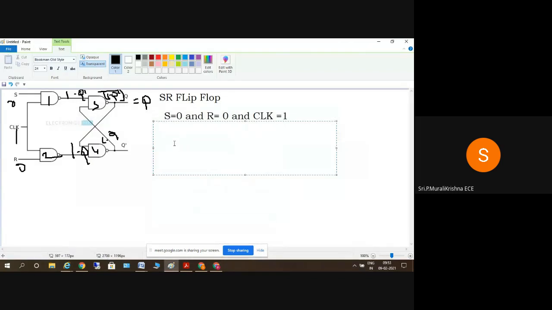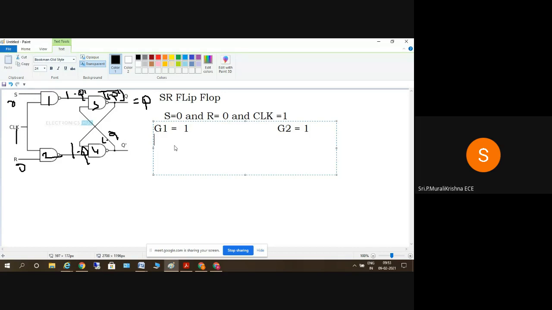Coming to these cases here, let's call the gate 1 output G1. Because one of the inputs is 0, the G1 output is 1. Yes or no? One of the inputs is 0, and by the property of a NAND gate, the output is 1.